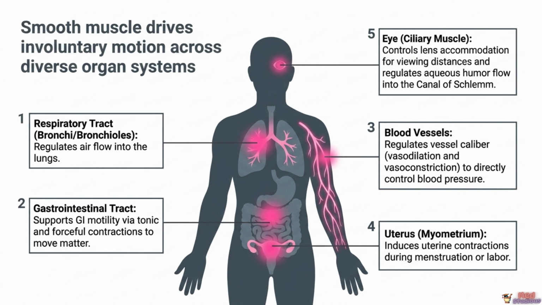Throughout our circulatory system, smooth muscle lines the walls of our blood vessels, regulating their caliber through vasodilation and vasoconstriction, which directly controls our blood pressure. Finally, in the reproductive system, the smooth muscle of the uterine myometrium induces powerful contractions during menstruation or labor. It is truly a multi-system workhorse.